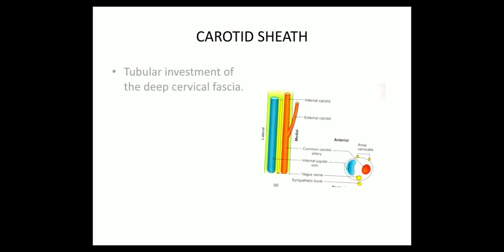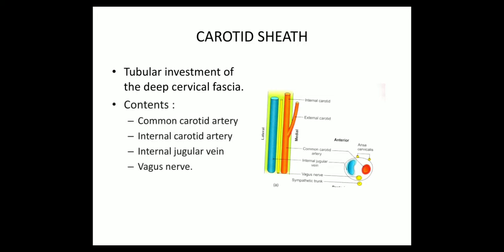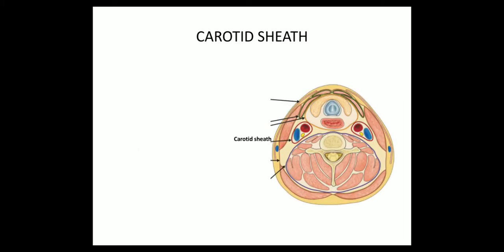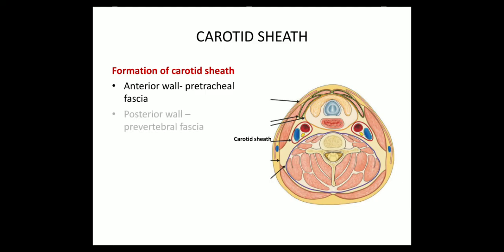Carotid sheath. It is nothing but a tubular investment of the deep cervical fascia. It encloses the common carotid artery, the internal carotid artery, the internal jugular vein and the vagus nerve. The artery lies medially, the vein laterally, and in between these two the vagus nerve is present. It has anterior and posterior walls. The anterior wall is formed by the pretracheal fascia and the posterior wall is formed by prevertebral fascia.